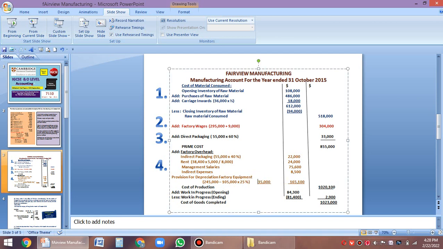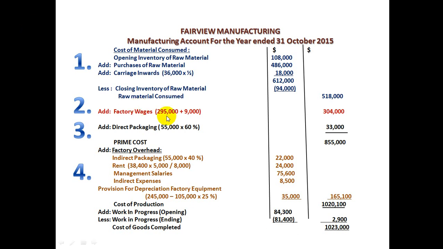So let us correct the placement of this 35,000. This 35,000 is the depreciation expense. After adding all factory expenses or factory overheads, the total amount is 1,65,100. This 1,65,100 will be added in the prime cost and we will get cost of production.